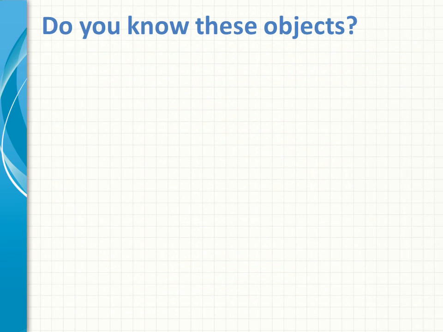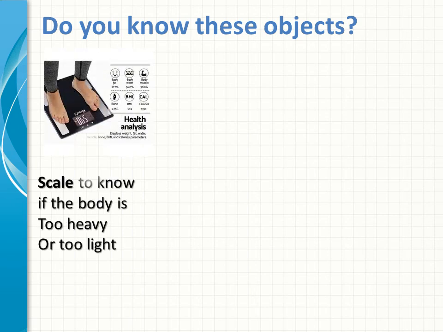Now, do you know these objects? I'll show you the objects. But do you know the objects? There's someone standing on something here. Do you remember this object? Yes, it's a scale. A lot of you will have it in your bathrooms and you use it. What do you use the scale to check? You use it to check if the body is heavy or light. So what does that mean? We use it to check the mass of the body. That's the weight of the body. What about this one?